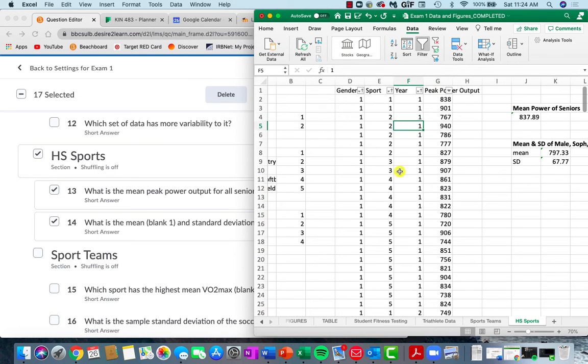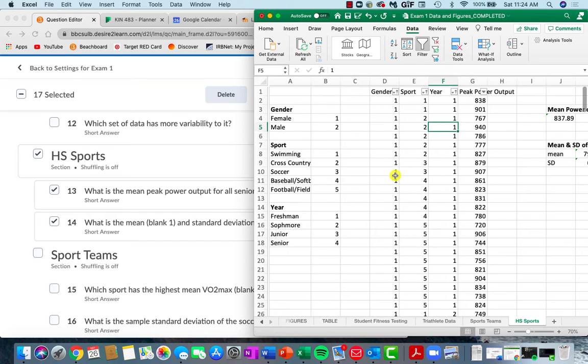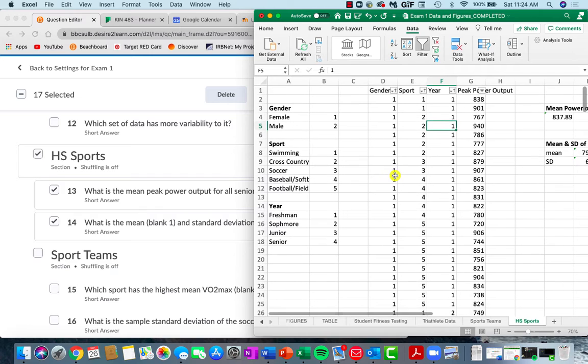And it's important to remember the combination of values that you're looking for. So we want male. So in the gender column, we're looking for 2, as I have it labeled. For sport, it'll be soccer, which is 3. And for year, it'll be 2. So the label combination we're looking for in these 3 columns is 2, 3, 2.